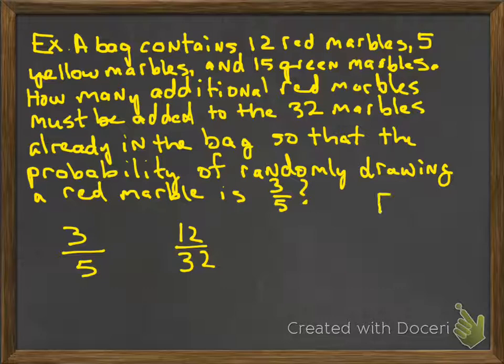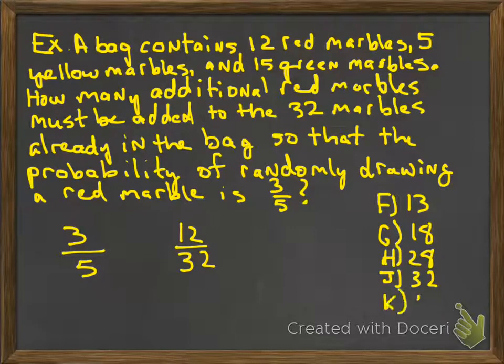Now let's look at the answer choices: 13, 18, 28, 32, 40. So how could I use those answer choices to help me figure out how to get 3/5? There are all sorts of different ways you could probably do this, but I think this is one of those situations where putting the answer in or working with the answer choices would benefit you. If these are all red marbles, that's what these answers are supposed to represent: 13 red marbles, 18 red marbles, 28 red marbles.